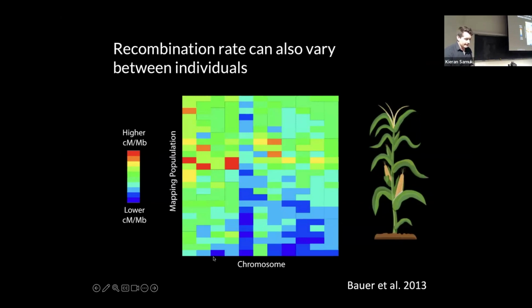For example, if we look at this mapping population here, which is from a single genotype, you can see that genome-wide, it seems to have much lower recombination rates than other such populations. We can also see chromosome-level variation. Something's going on with this chromosome, for example, that makes it much lower than others. So once again, we're seeing lots of variation in recombination rate. And as an evolutionary biologist, this is very exciting to me because this suggests that the raw material of evolution is there.